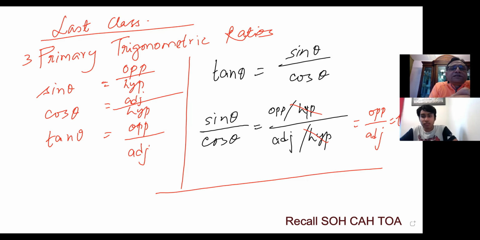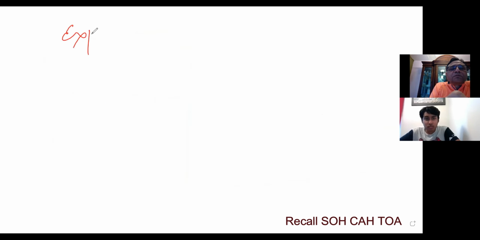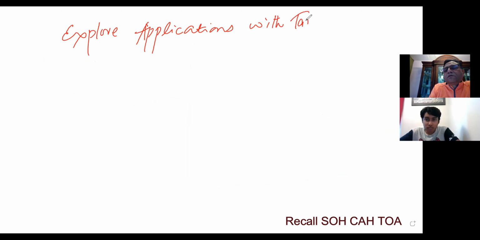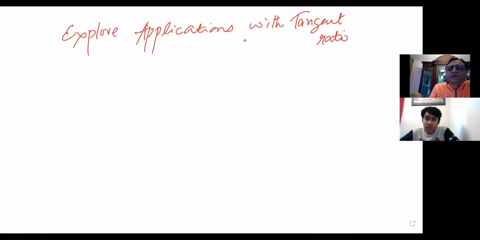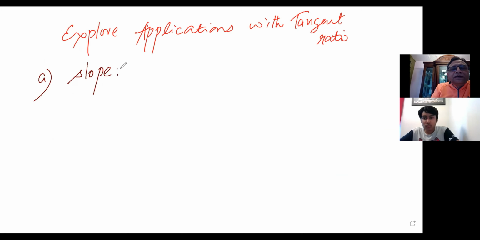Now, in today's lesson, we'll explore applications with the tangent ratio. There are many applications which we can figure out. One of them, very important, is finding the slope. Slope, or we say gradient, right? Gradient is also a slope.